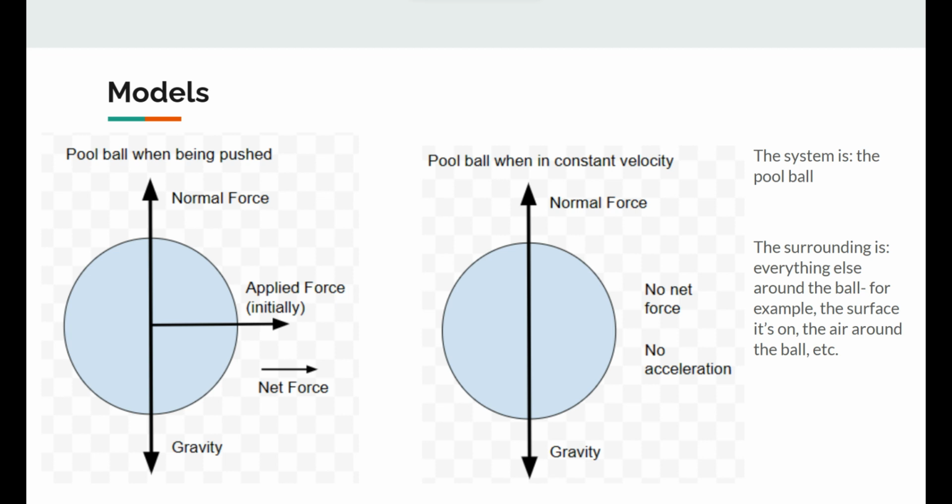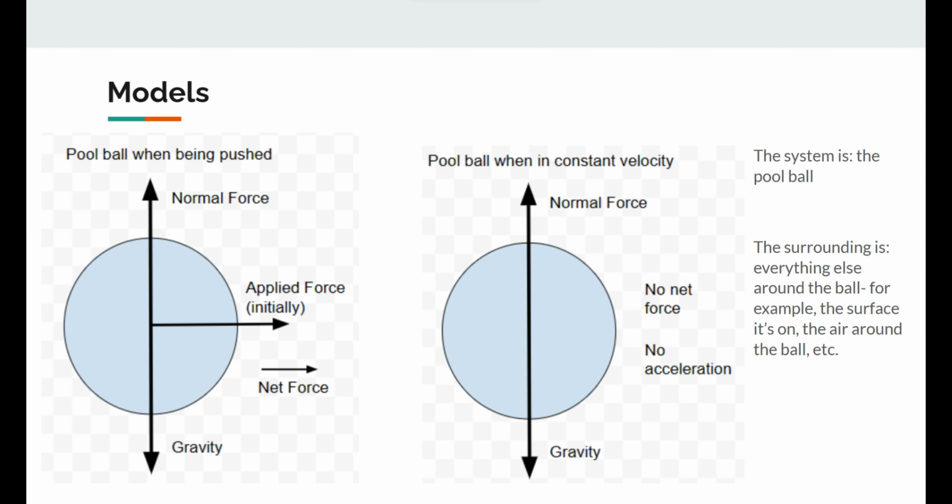The one on the left represents the start, where the ball was initially being pushed. We can see that the y component vectors balance each other out, but there is an applied force in one direction with no opposing forces, and this creates a net force in the direction of the push. However, after the push, there are no additional forces acting on the ball, and this means that there is no net force and no acceleration on the ball after the push.